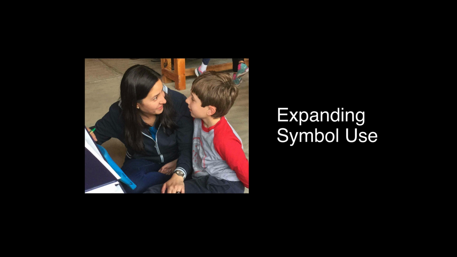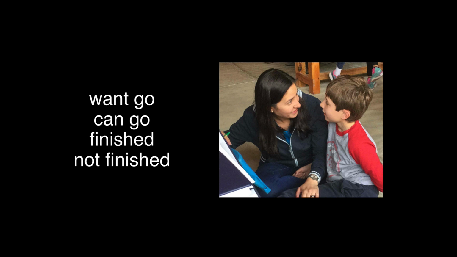For example, this student and teacher were playing an alphabet game, and the student pointed to the symbol go and looked outside at the sunshine. The teacher responded by repeating and pointing to the word go, and then adding want and saying, "You want to go," as she pointed to want and then go.